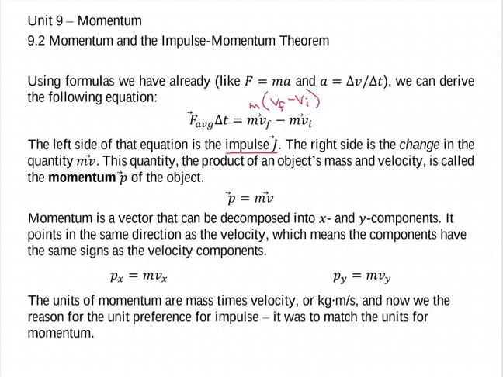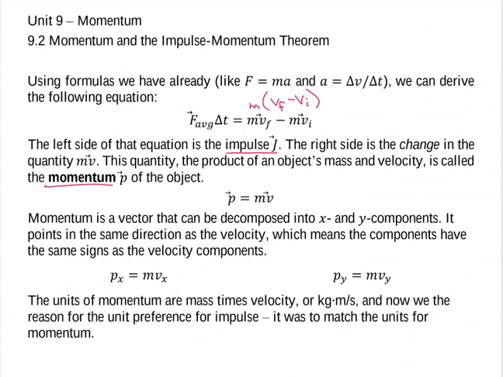So this quantity, the product of an object's mass and velocity, is the momentum. That's a new word there. The letter we use for momentum is P, and it is a vector because velocity is a vector. Delta V would be a vector. What direction are we going? So P is mass times velocity.